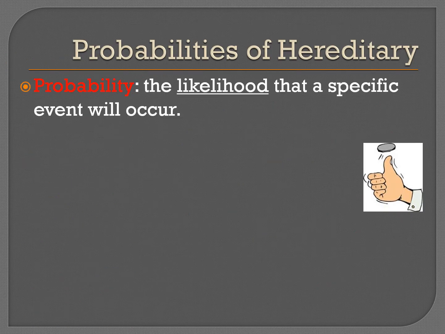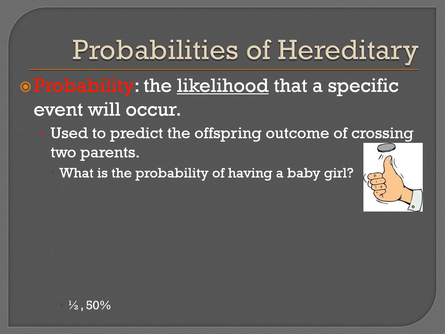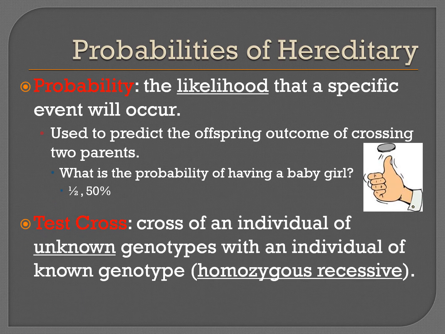So, probabilities. You all should know probabilities by now. If you flip a coin, it's 50-50. It's used to predict offspring from the crossing of two parents. It's 50-50, you're either going to have a boy or a girl, right? And if you have anything in between, that's a mutation because that's not normal.